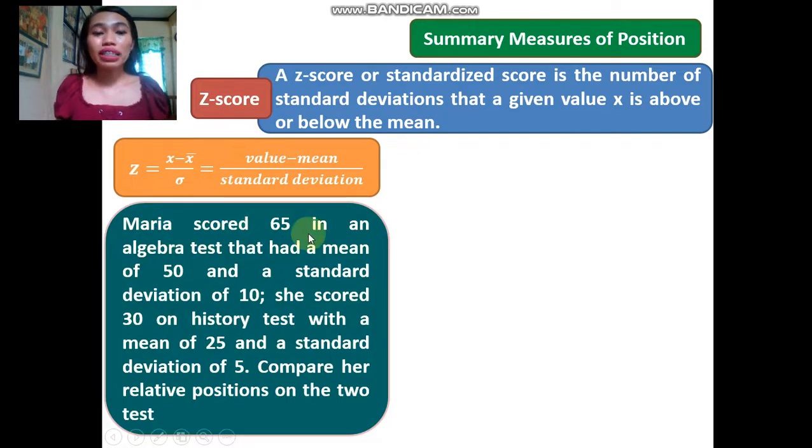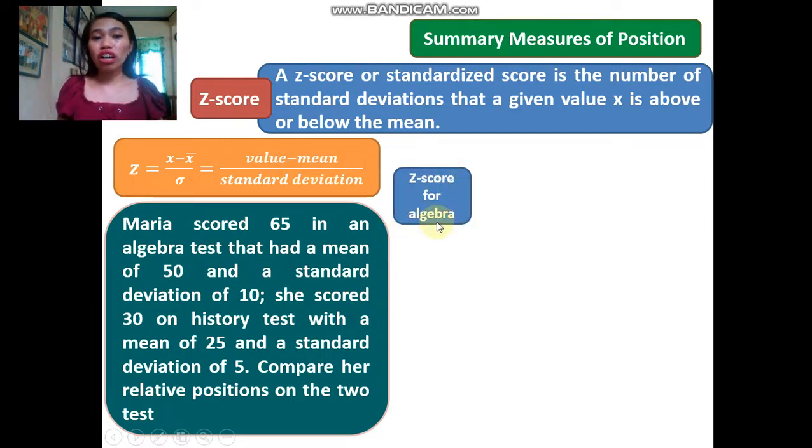Example: Maria scored 65 in an algebra test that had a mean of 50 and a standard deviation of 10. She scored 30 on a history test with a mean of 25 and a standard deviation of 5. Compare her relative position on the two tests. Now, we cannot directly compare 30 and 65 because they have different means as well as standard deviations. So we need to convert them into standardized scores, or z-scores.